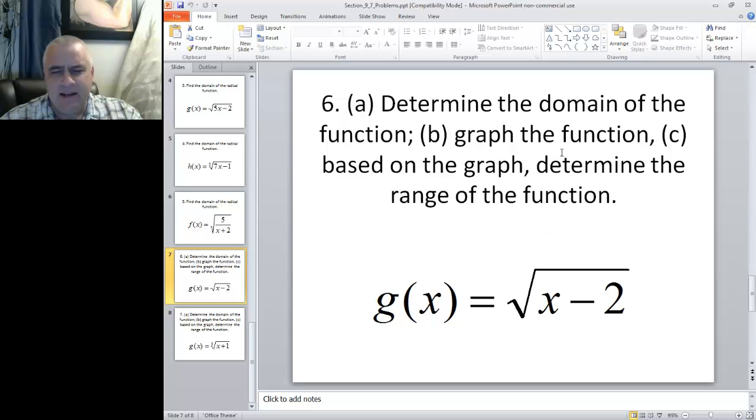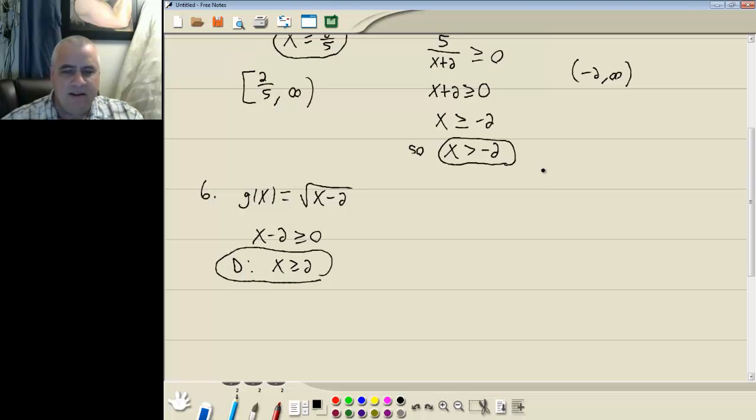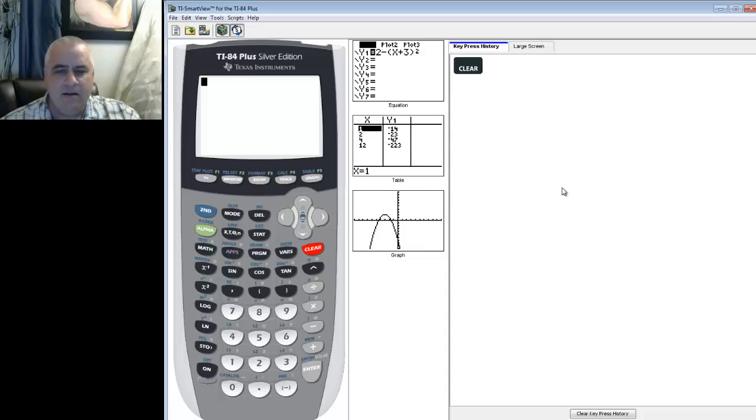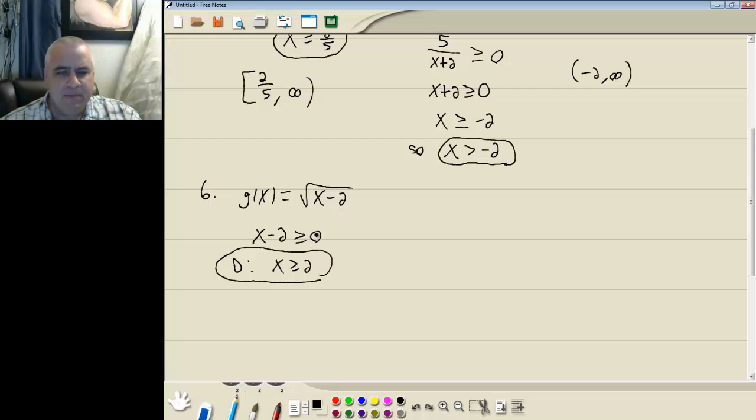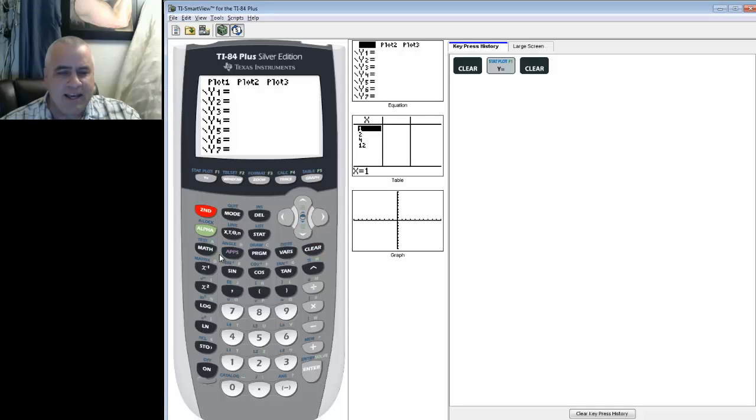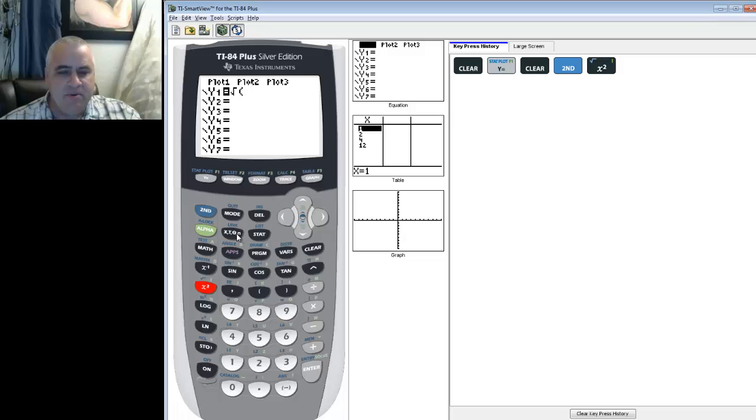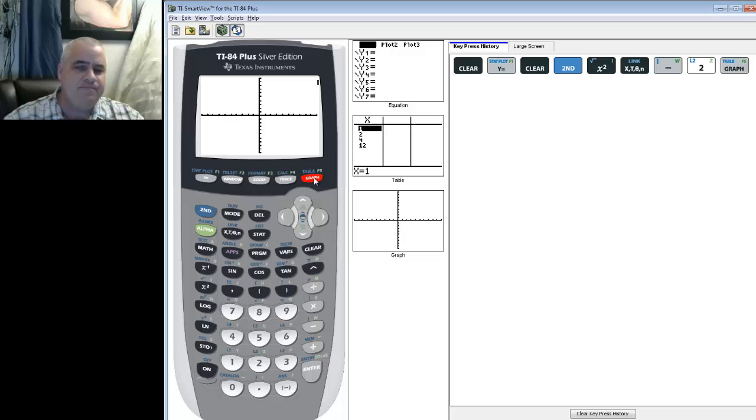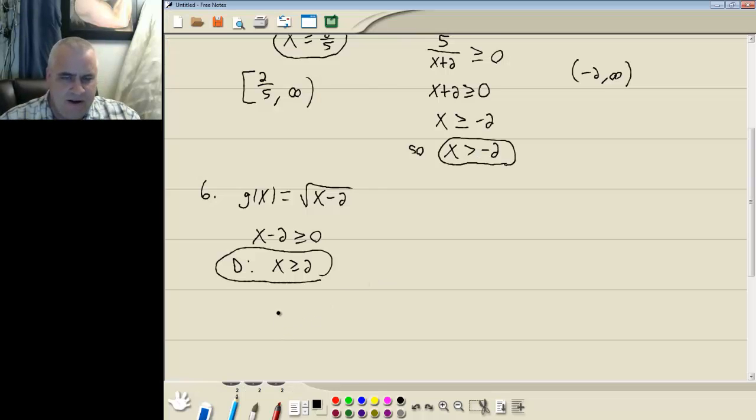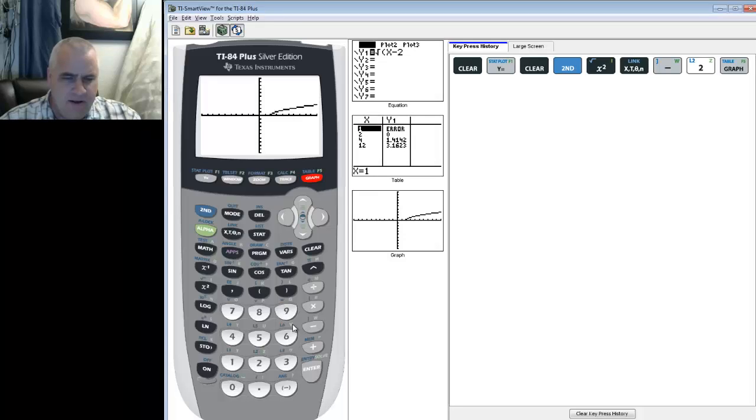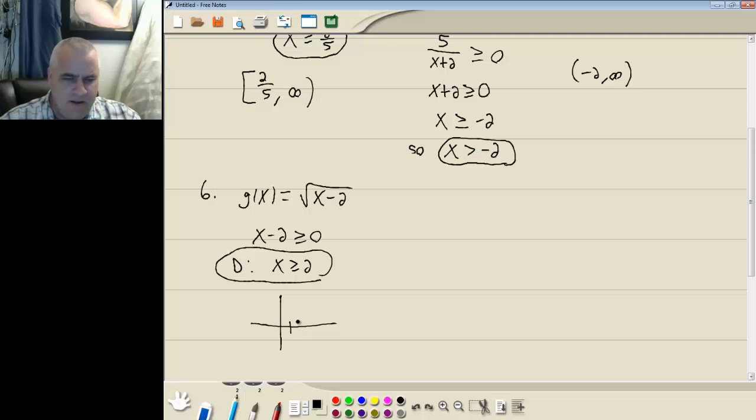Okay, then they say to graph it, so let's do that. I'll press my y equals, press my clear. I want square root, so I do second x squared, and then x minus 2, and graph. So our graph for this particular one will look like that right there.